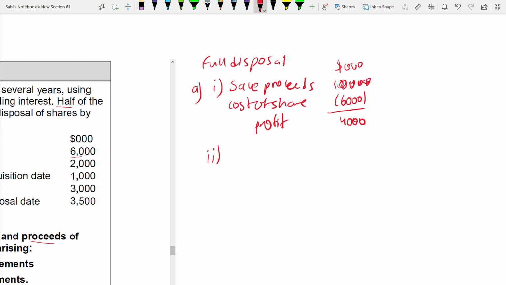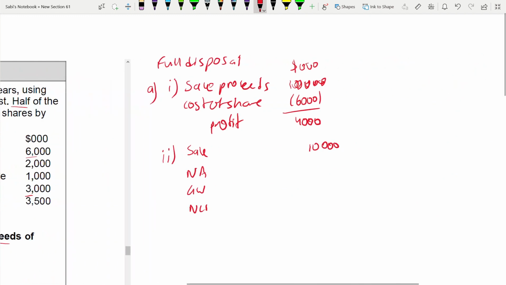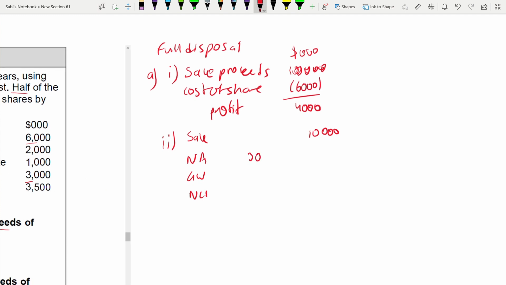Coming to the consolidated, here also the sale proceeds are 10,000. There will be no fair value of retained interest because this is a full disposal. So you are deducting net asset, goodwill, and NCI. Net asset at disposal is 3,000. Goodwill and NCI you have to calculate in working 1 and working 2. So we'll go and do working 1.